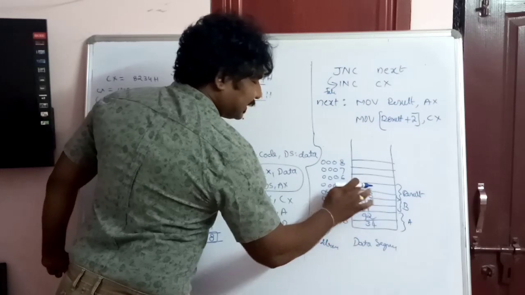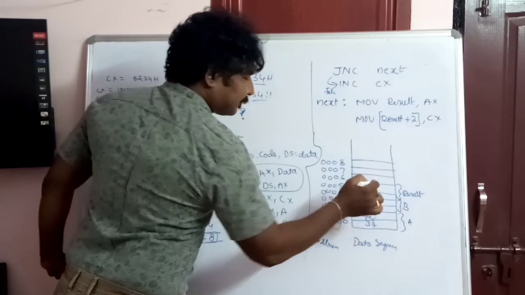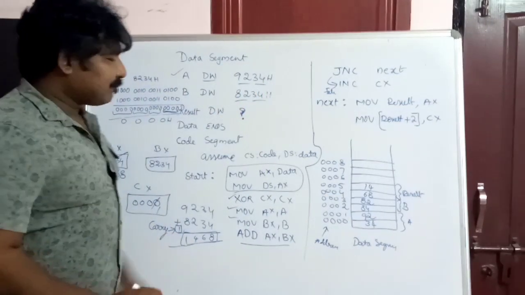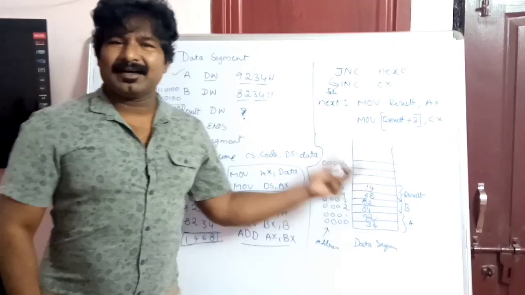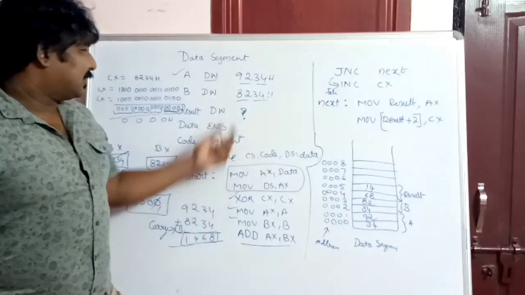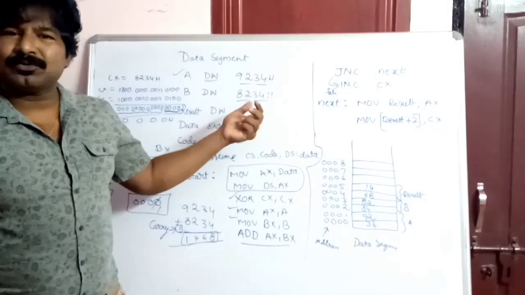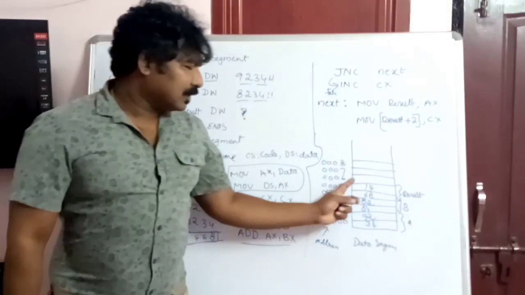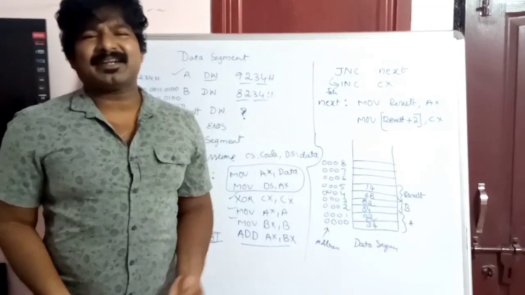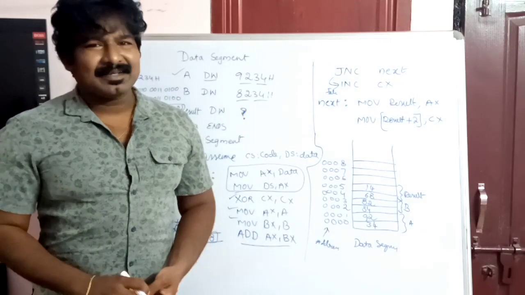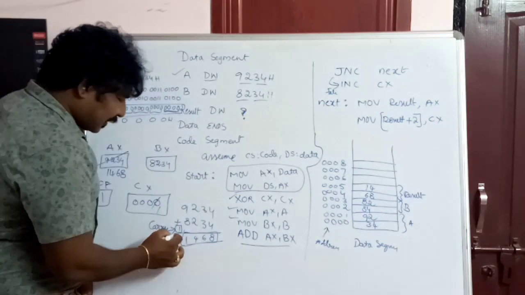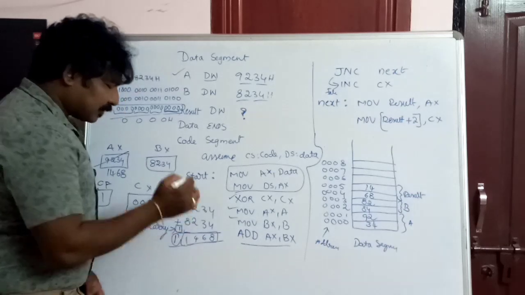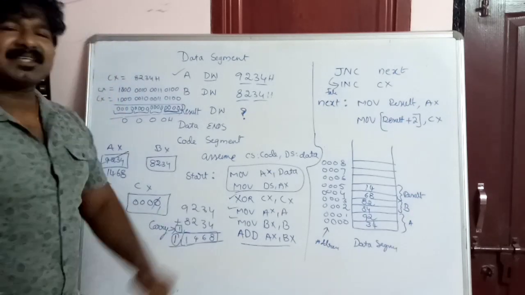68 will be stored here, and this is a 14. This is the total result of your two numbers, 9234 plus 8234. Does it give a result called 1468? Obviously that is not the result. The result is actually you have to take this extra 1 also. So the result is 11468.